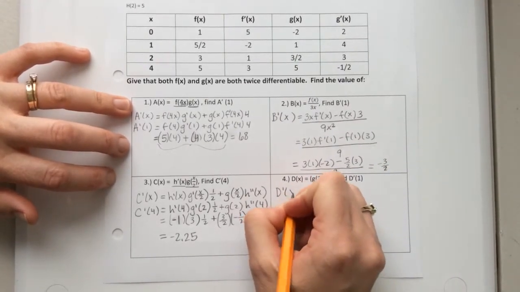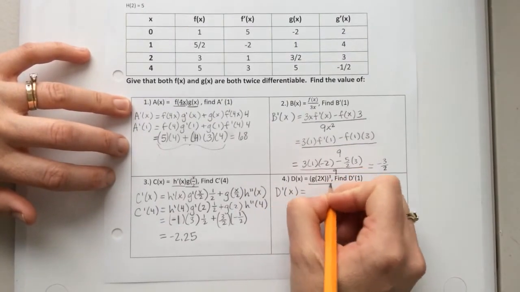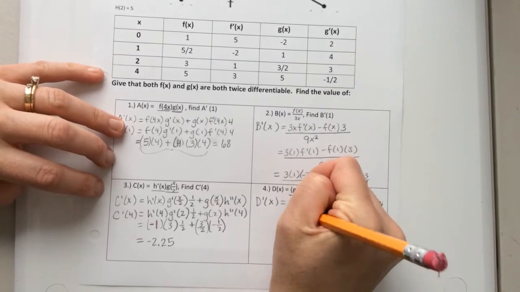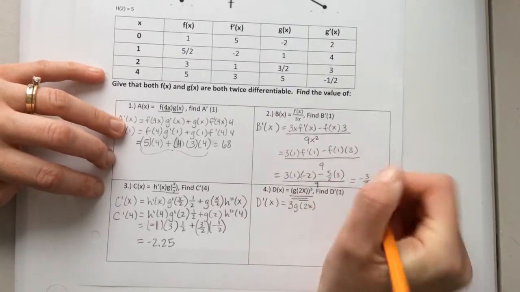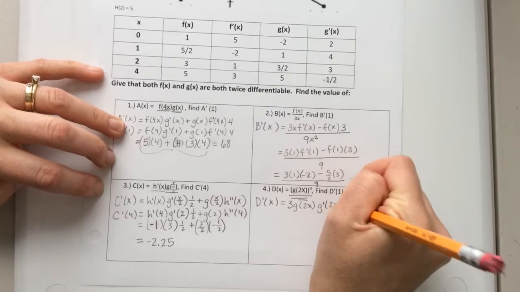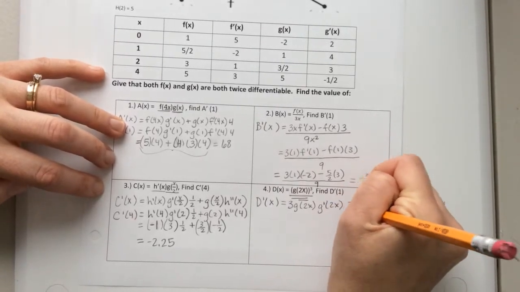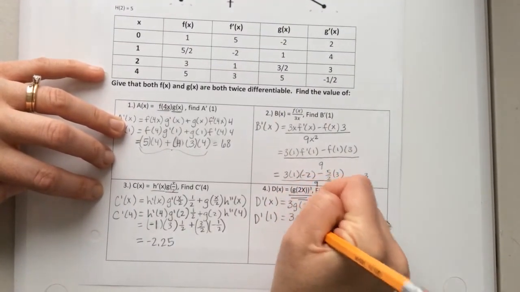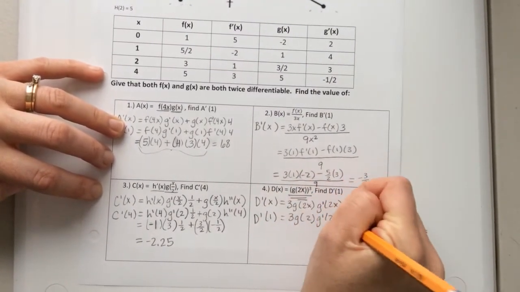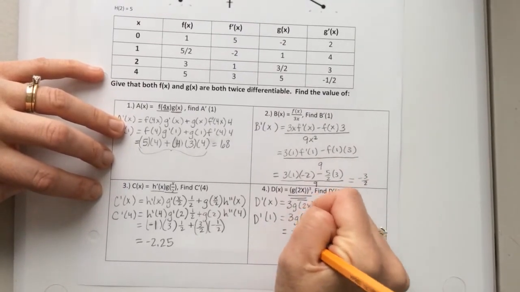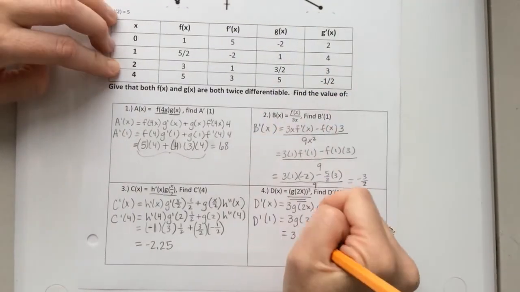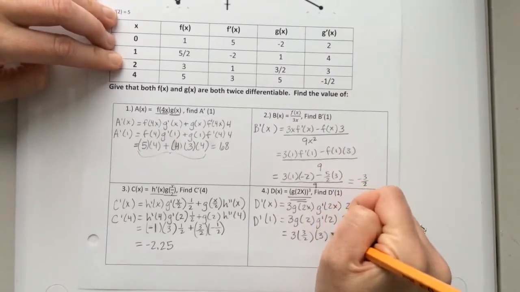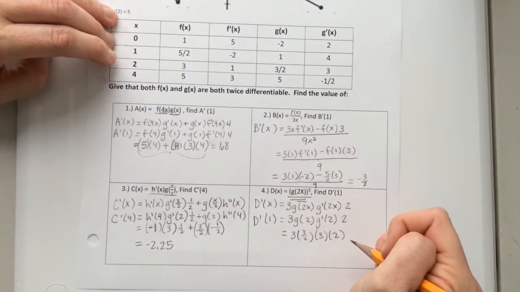So, d prime of x, in this one we've got a cube, and then we have a g, and then we have a 2x. So we're going to have to do chain rule multiple times. So we've got 3 times g of 2x. Derivative of g is g prime of 2x, and then times the derivative of 2x, which is 2. So now to find d prime of 1, we need 3 times g of 2 times g prime of 2 times 2. So 3, g of 2 is 3/2. G prime of 2 is 3 times 2.